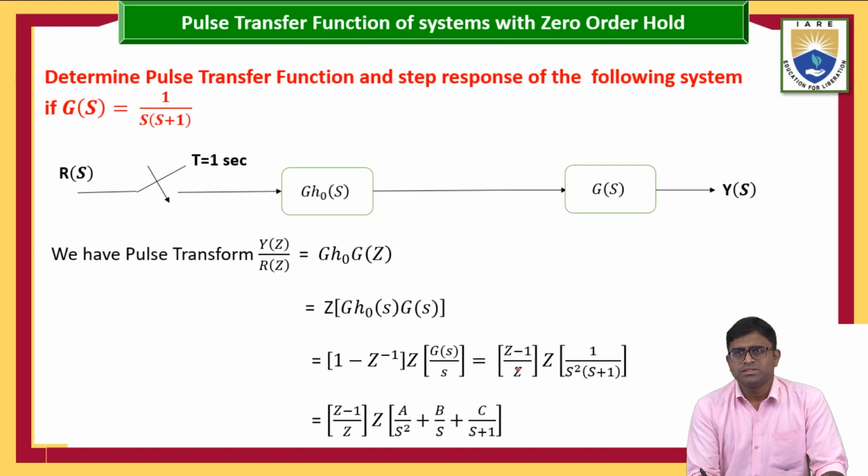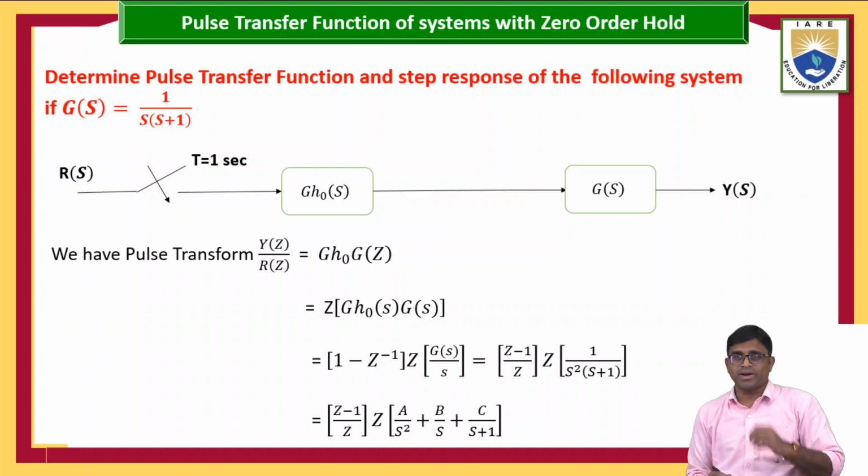In the next step, Z minus 1 by Z into, for this function we take partial fractions. Here the order is 2, so it comes as A by S square plus B by S, going from higher order terms to lower order terms, plus C by S plus 1.